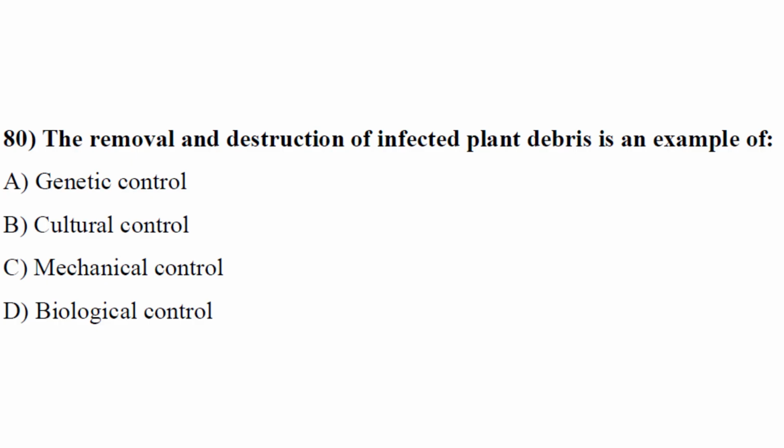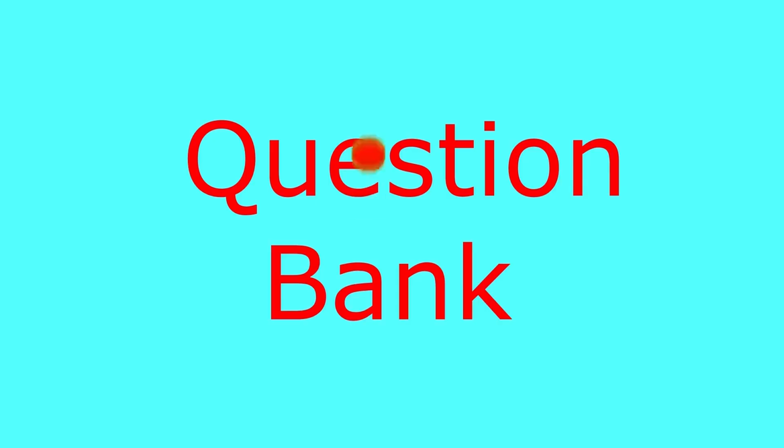80. The removal and destruction of infected plant debris is an example of A. Genetic control. B. Cultural control. C. Mechanical control. D. Biological control. Answer: B. Cultural control.